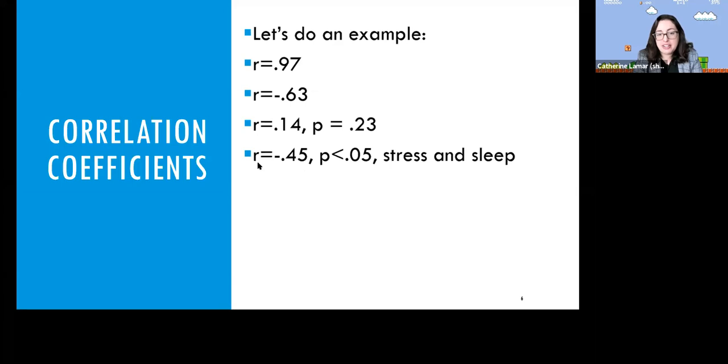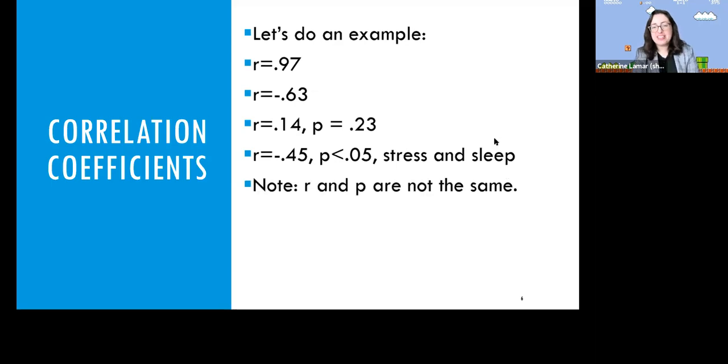Remember, we start with R and we state the strength and the direction of the relationship. Then we look at P and we state if that relationship is significant. And then we look at the variables that we have, stress and sleep, and we just state those. So putting it all together, we'd say that there is a moderate, negative, significant relationship between stress and sleep. Now we know that R and P are not the same. R tells us the strength and the direction, and P tells us significance.